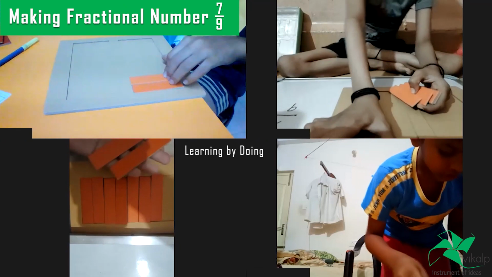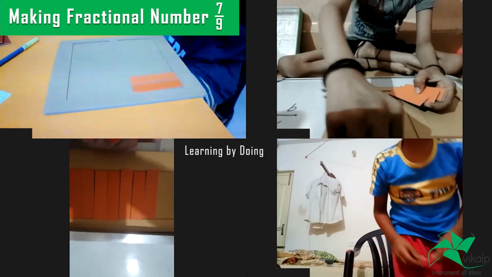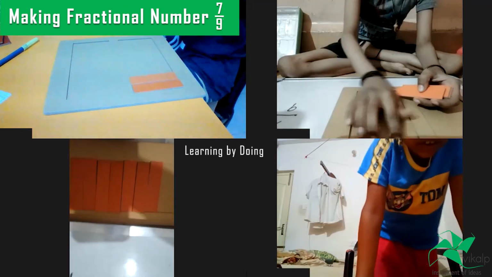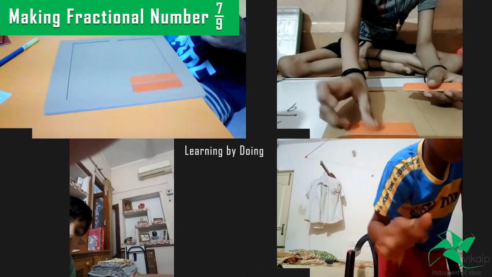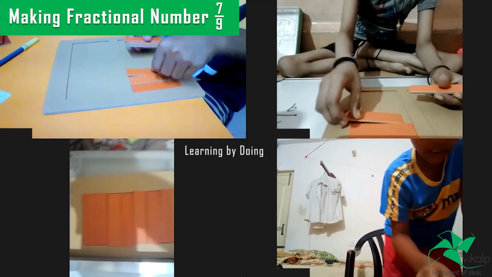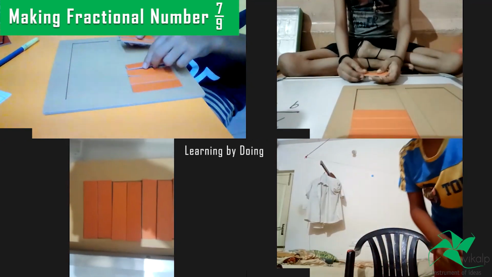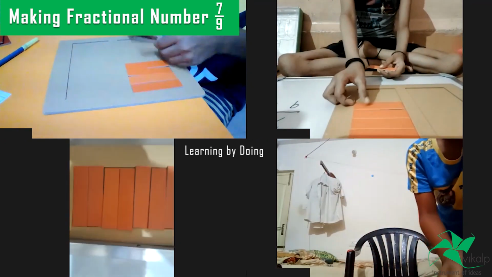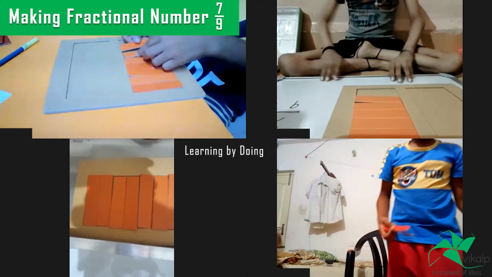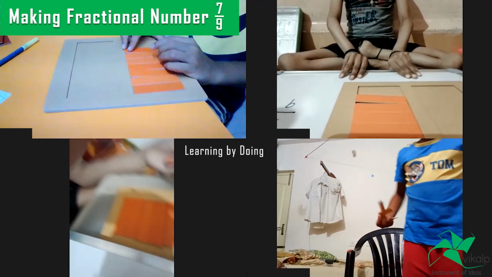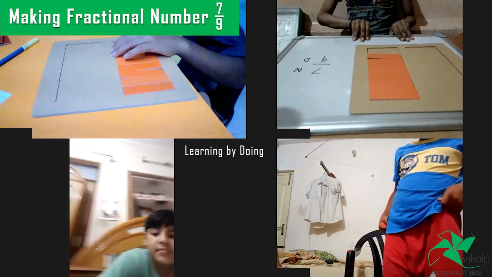Sir, I have done 7 by 9. You have to write 7 by 9 and show me in the fraction set, sir. Sir, can you see my board? Yes, I can see. That is divided into 9 parts. But where is 7 by 9? Show me.